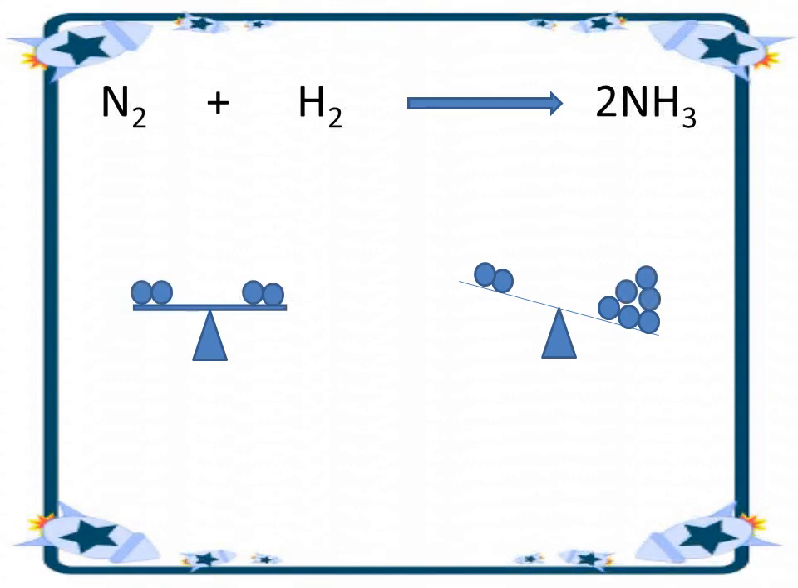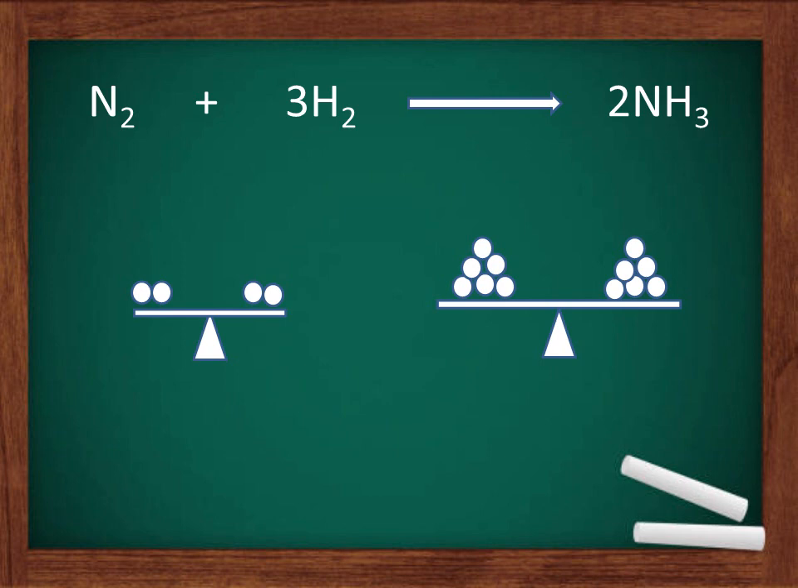We can balance it by increasing its number by 2. Now you can observe nitrogen is balanced on both sides, but hydrogen is not balanced. Now we have to balance hydrogen. We multiply the H atom by 3. Now it is balanced. So this is a balanced chemical equation.